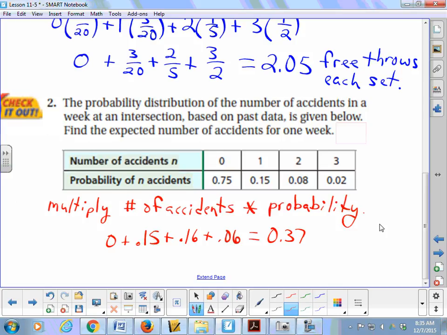So for expected value, multiply the number of times something happened by its probability, and then add. All right.